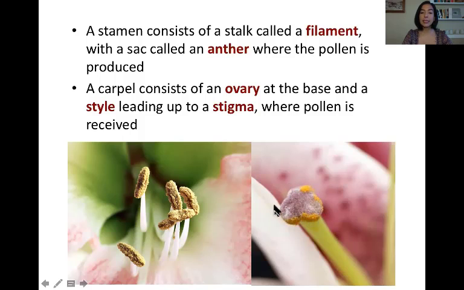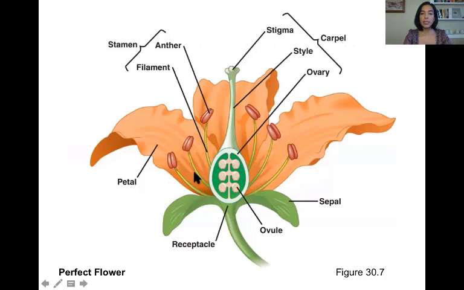Then the stigma is at the top, usually, and we have this style, which is this stalk that the pollen grain, and you can see the tiny pollen grain, and these few cells are going to elongate long to reach the ovule. This is a cartoon of the flower, similar to the one that I showed you earlier, right? This one. And, well, not that similar, but you have the idea.